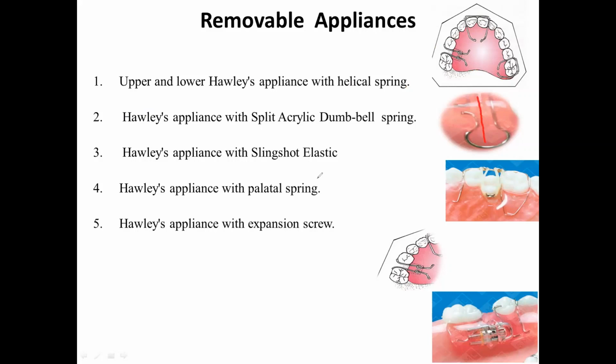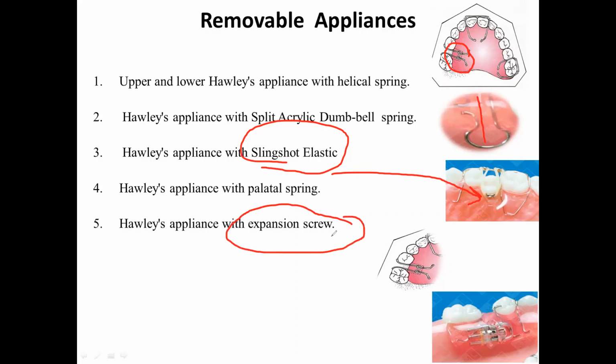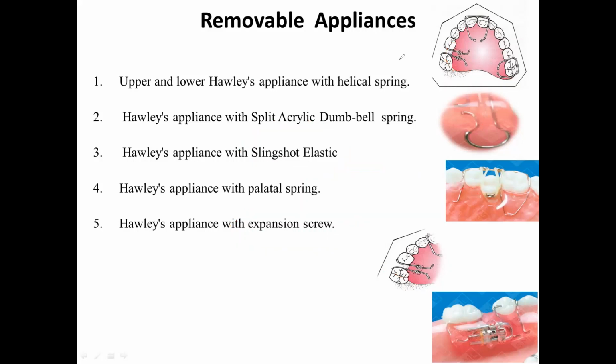Similarly, we have another Hollis appliance with the slingshot elastic. You see here, same plate, but there is no spring used, only some elastic. Another is the Hollis appliance with the palatal spring. You see, the springs are coming from the palatal side. That's why we call it a Hollis appliance with a helical spring or a palatal spring. Another appliance type is the Hollis appliance with the expansion screw. This is a Hollis appliance with a screw, and this screw is called an expansion screw. We'll be talking about each appliance in detail.